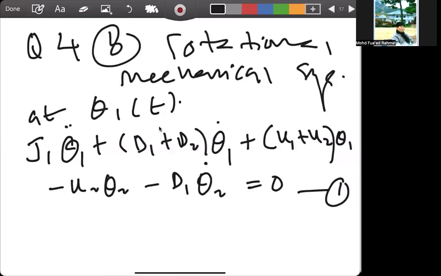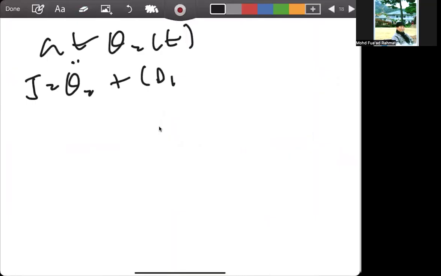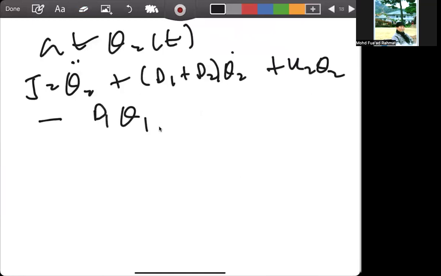For inertia J2, at theta 2, J2 theta 2 double dot plus D1 plus D2 theta 2 dot plus K2 theta 2 minus D1 theta 1 dot minus K2 theta 1 minus the torque T, equal to 0.